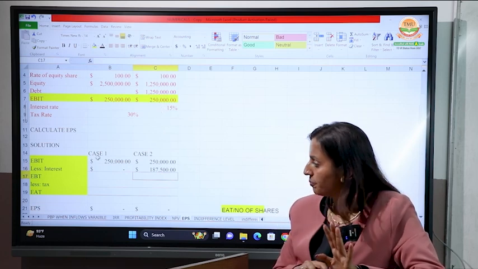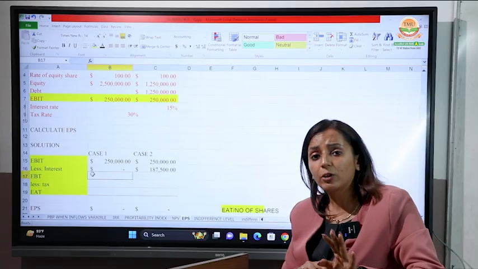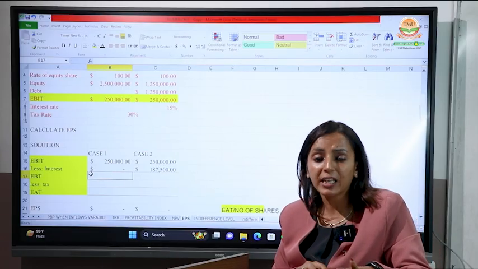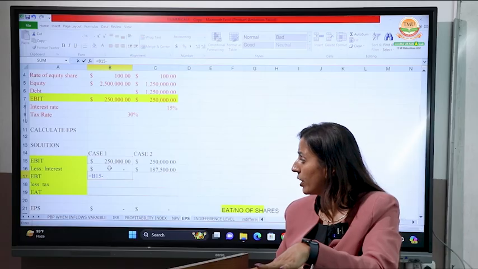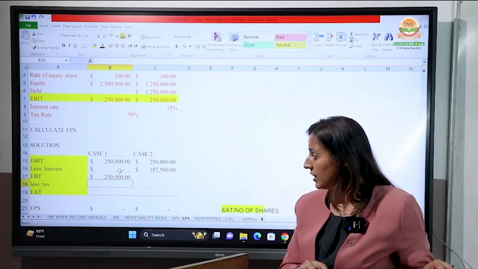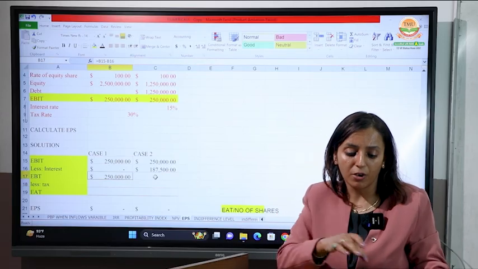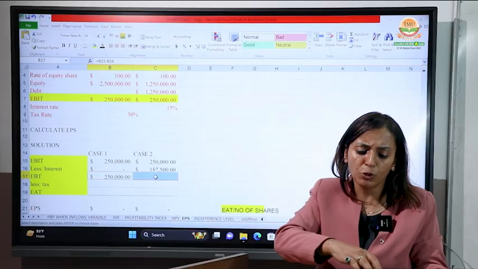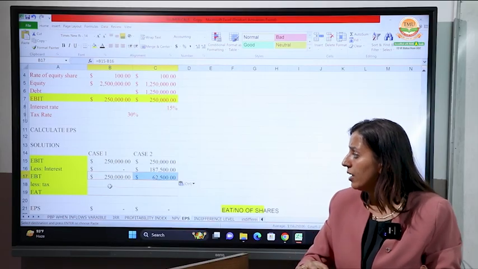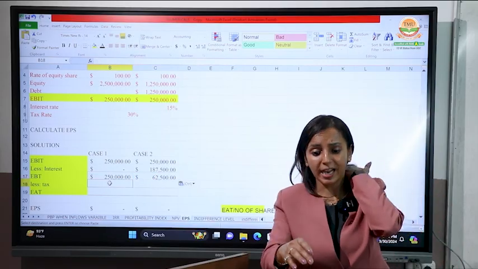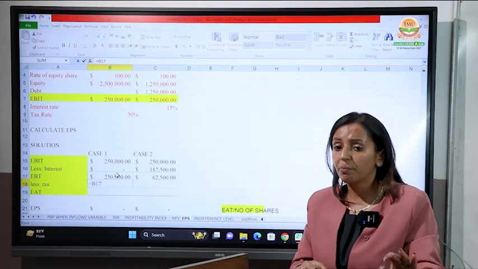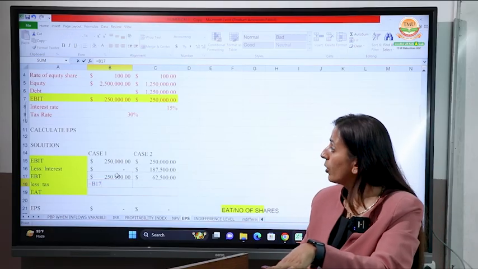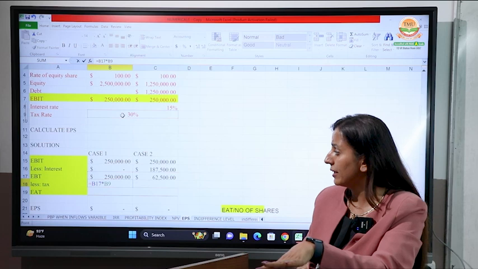So then we have to calculate EBT, earnings before tax. It is calculated as EBIT minus the interest. Press enter, copy the same formula with Control C and put it over there, or you can drag it. Now you have to pay the tax on that. How do we calculate the tax element? On whatever earning before tax there is, we consider a tax rate of 30%.